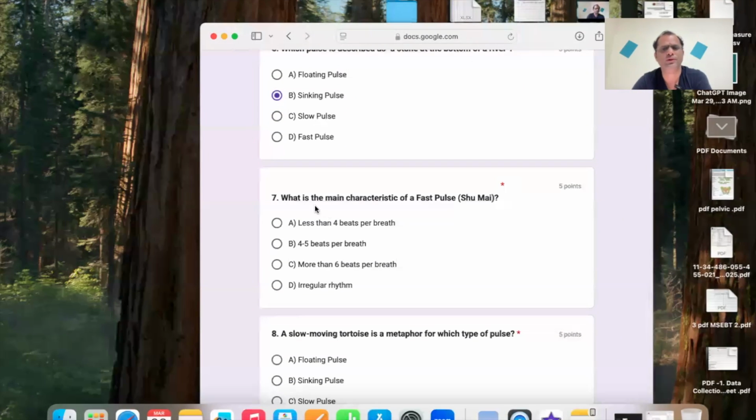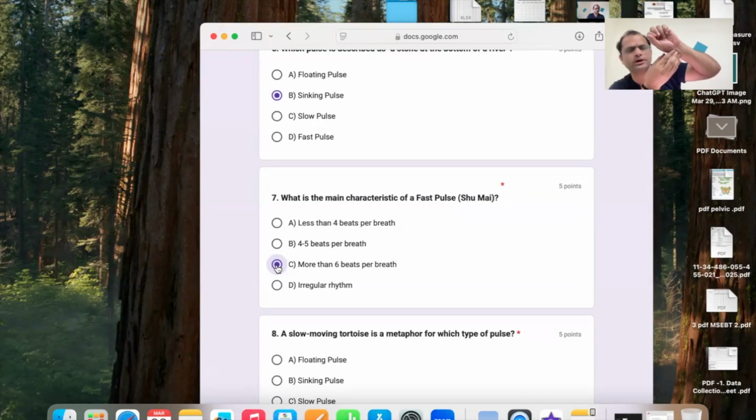Question number 7. What is the main characteristic of the fast pulse? More than 6 beats per breath. So we are counting the pulse, we can count one by one. On the lung, on the heart area, it is more than 6 beats per breath.